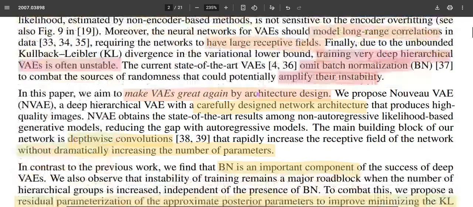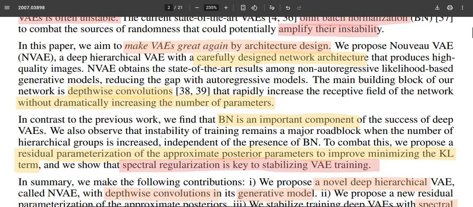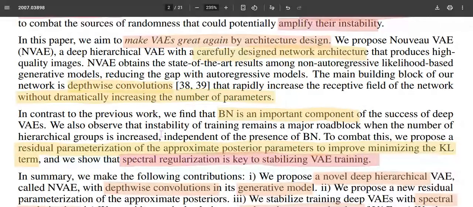So in this one, to make the variational autoencoder work great again, they make some hierarchical changes in the architecture by introducing depth-wise convolutions, so that they can dramatically reduce the number of parameters, and also they make long range correlations, and also they try to make some kind of regularizations to make training more stable.